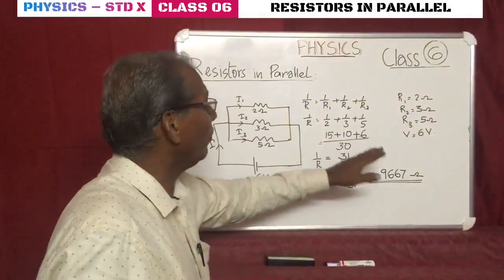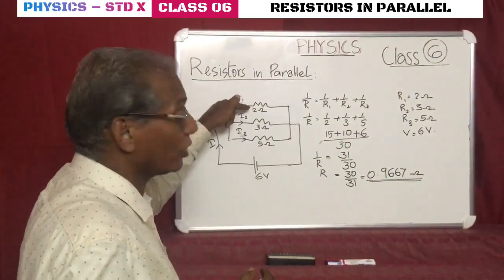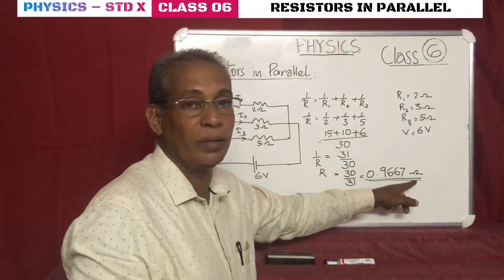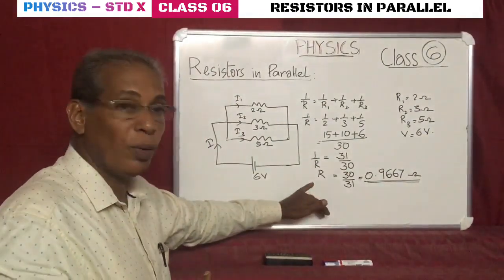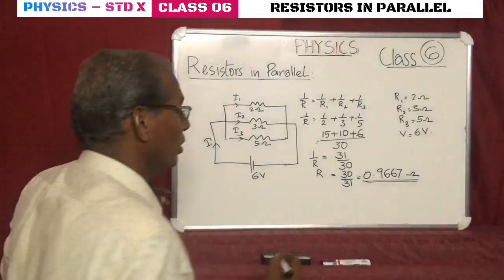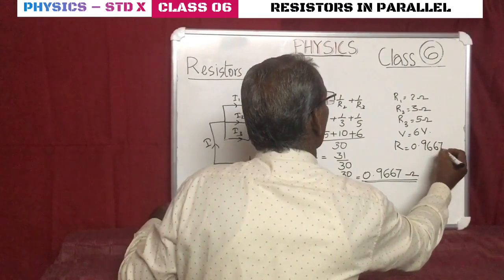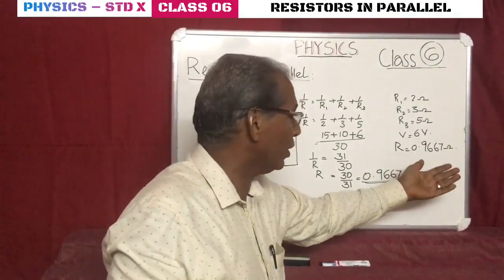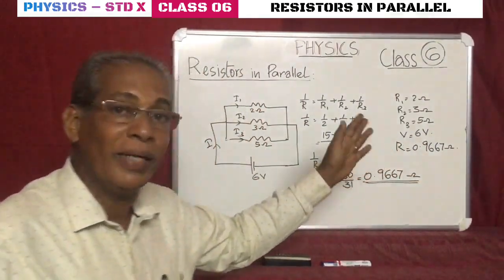We can note the effective resistance will be even less than the smallest resistor here. Here the smallest is 2 and here it is 0.9667. We will analyze as we go ahead and get a clear idea. So the first part is over. R, that is the effective resistance, is equal to 0.9667 ohm. To get an accurate value, I am writing 4 decimals. Otherwise we can write 0.97, but here I am writing 0.9667 itself.